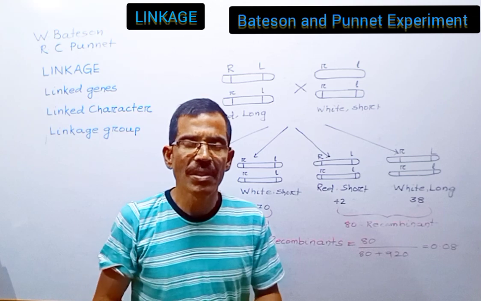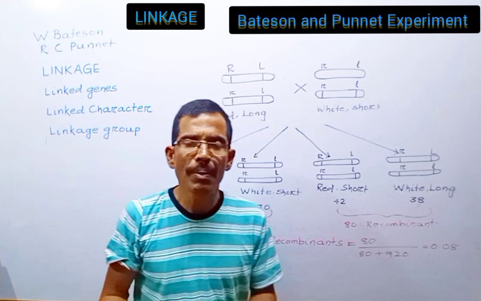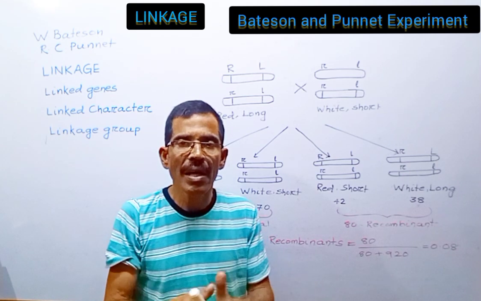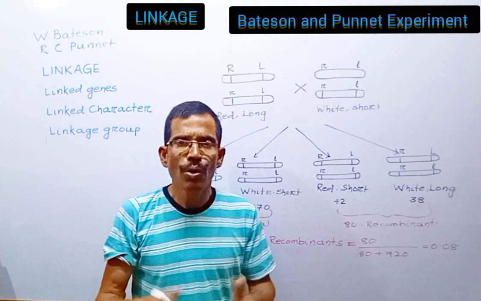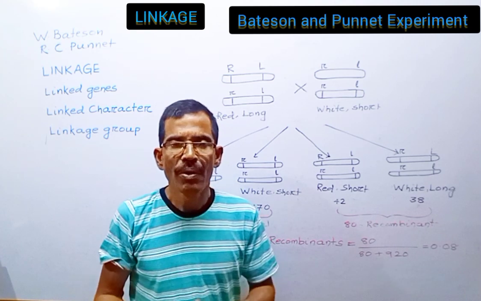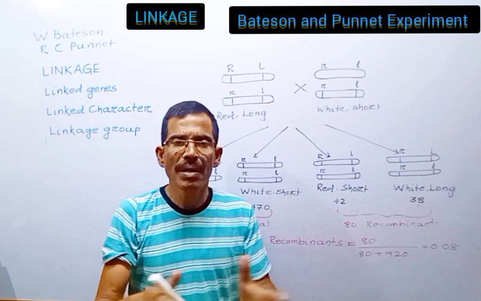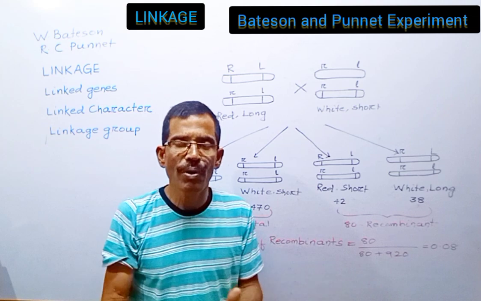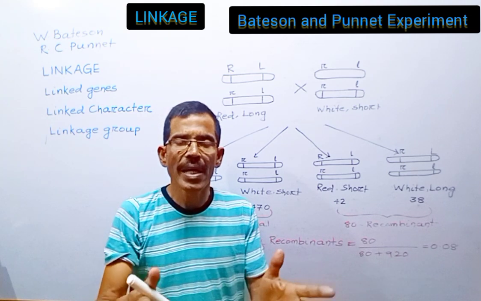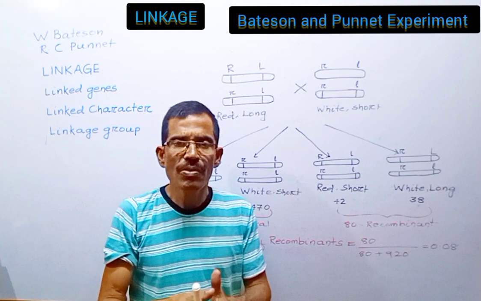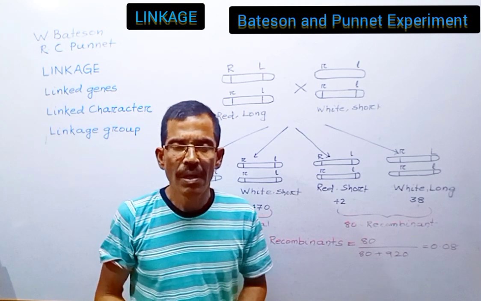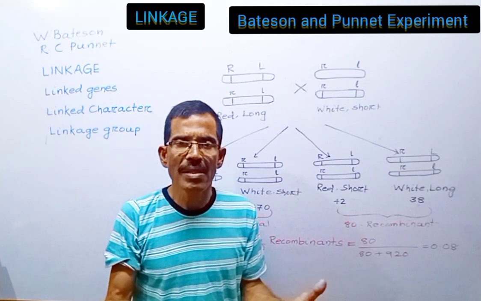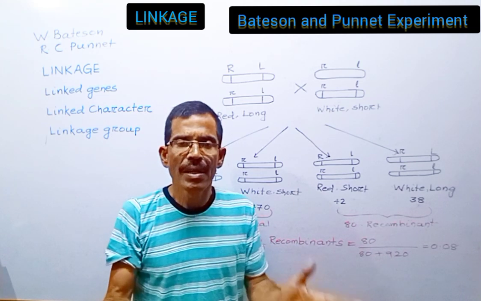Bateson and Punnett suggested that alleles coming from the same parent tend to enter the same gamete and are inherited together. This is known as genetic coupling. Whereas alleles coming from different parents tend to enter different gametes and are therefore inherited separately and independently. This is known as genetic repulsion. However, Bateson and Punnett could not provide a correct explanation for the coupling phase and repulsion phase.